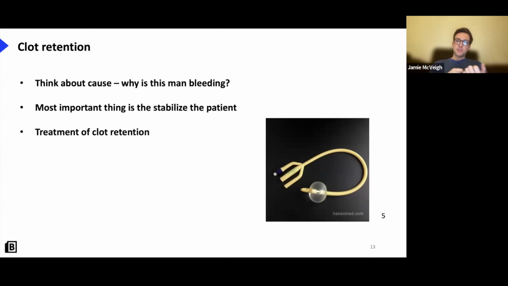Really wash it out till you can see no more clots coming out. It'll be like a rosé color, and that's going to be really painful for the patient. So we can give analgesia, and I'll talk about that in a minute.